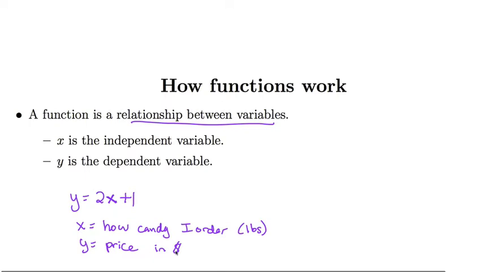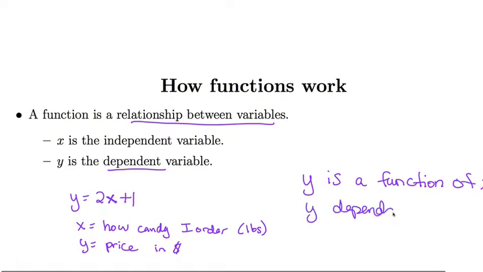Once you have that relationship or that rule, then you can figure out y from the value of x. In this situation, and almost always for our purposes, x is the independent variable. I get to choose x. I get to decide how much candy I'm going to order. And then the value of y depends on x. So y is the dependent variable. Another way to say that y depends on x is to say that y is a function of x. So that's the same as saying y depends on x.